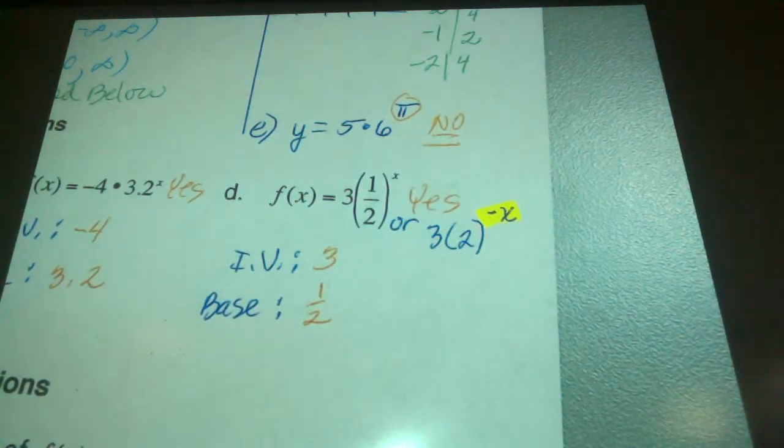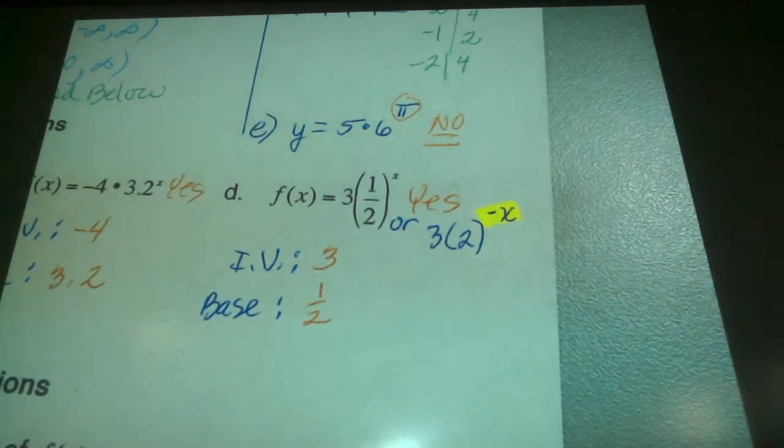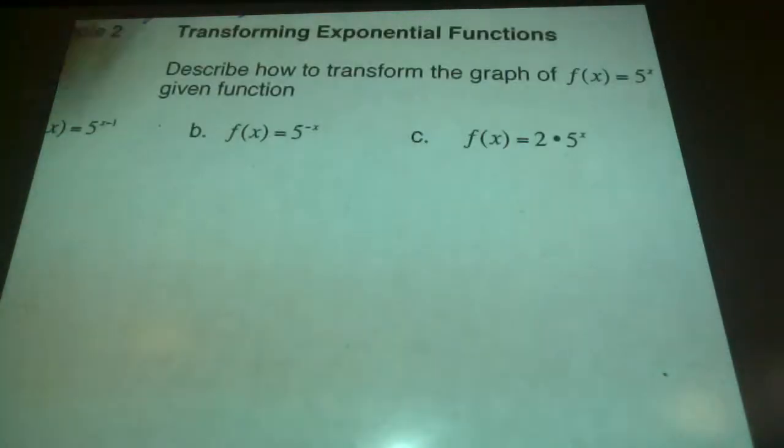It's a function still, but it's just not an exponential function. There's no variable in this. Would you agree? This is actually going to be the equation of a straight line. Because 6 to the pi is an actual number, times 5 is an actual number. So you have y equals an actual number, which is a horizontal line. So it's definitely not exponential. It's constant.